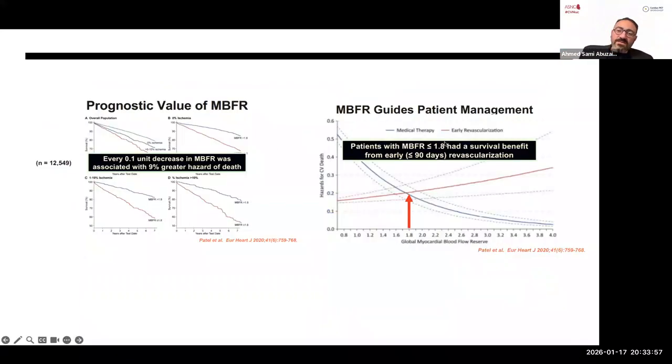I think if we have a reserve less than 1.8, we know that we maybe need to open this blood vessel. We need to make things better. But if it is above, maybe we don't need to, because we maybe have collaterals, and maybe try medical treatment. But we think very positively right now when we use myocardial blood flow.